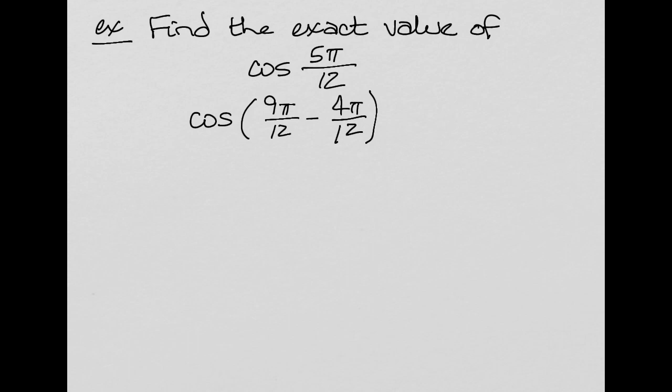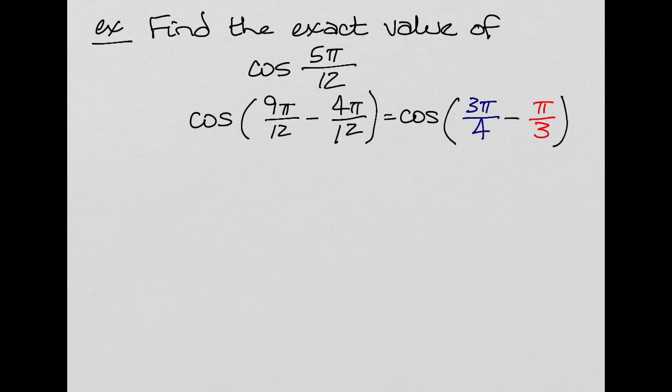But 9 pi over 12, we have a better name for that, we can simplify that. 9 pi over 12, I would call that 3 pi over 4. And 4 pi over 12, 4/12 is 1/3. So this still says cosine of 5 pi over 12. But now it says it in such a way that I'm going to actually be able to find an exact value, because I know exact values for sines and cosines of 3 pi over 4 and pi over 3.